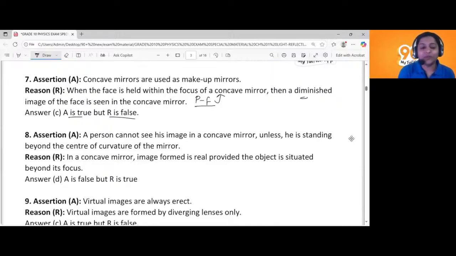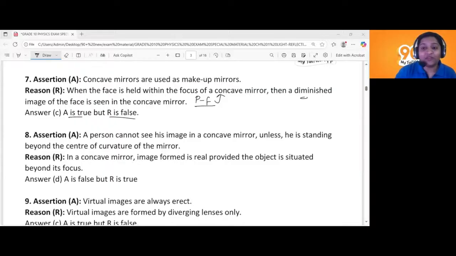Question number 8. A person cannot see his image in a concave mirror unless he is standing beyond the center of curvature of the mirror. Is that true? Okay. It's not true. In a concave mirror, the image formed is real provided the object is situated beyond its focus. The reason is true, but the assertion is false.